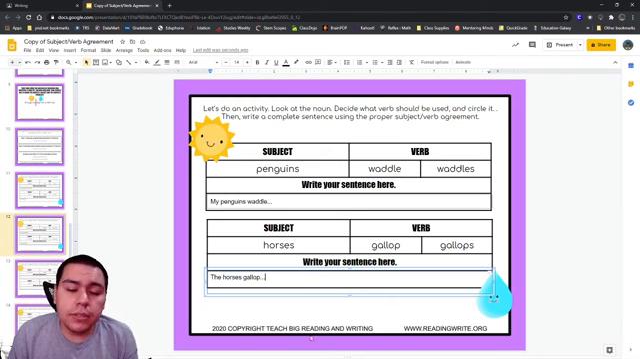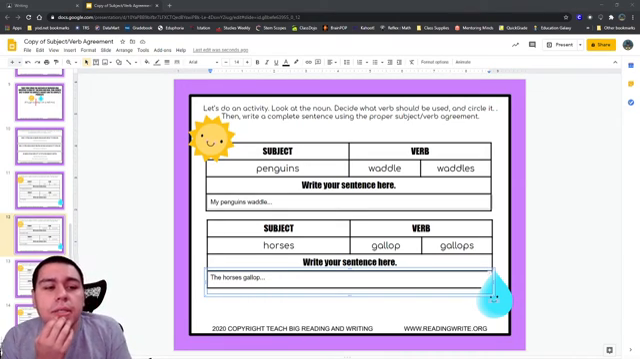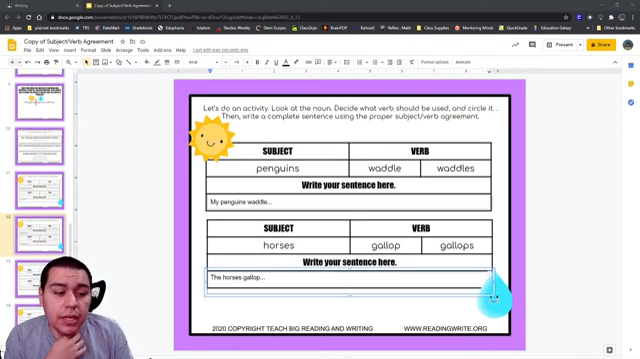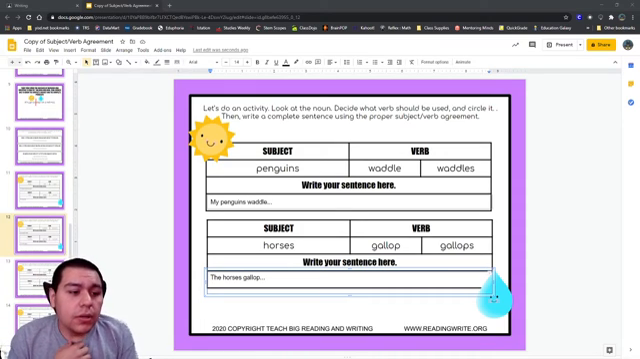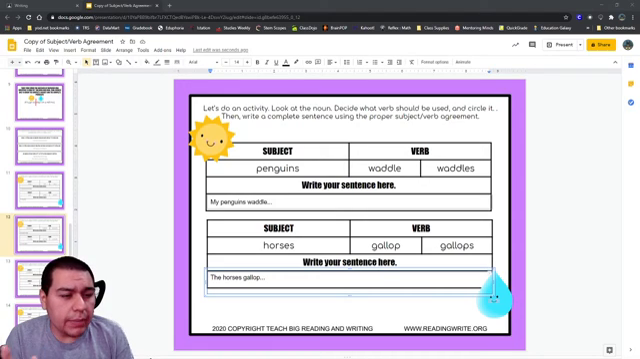Chase, you said you had one? How else could I end it, Chase? The horses gallop in the farm. I like it because horses would definitely spend a lot of time at a farm. How else could I end the sentence? The horses gallop what? Where else might the horses be galloping, or why might they be galloping?